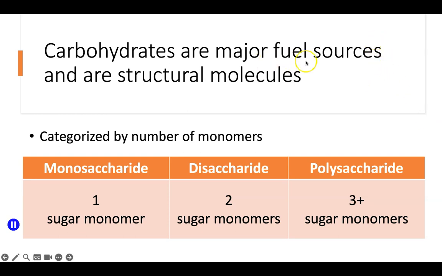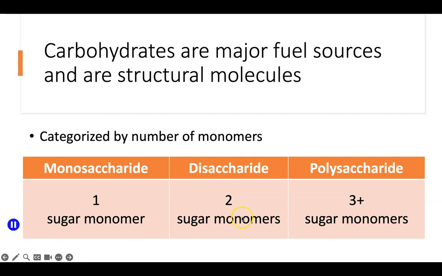Carbohydrates are important because they are the major fuel sources for your body, and they're also structural molecules. So they are categorized by the number of monomers within the carbohydrate. So if it's just a single monomer, we call that a monosaccharide. That means it has a single sugar monomer. A disaccharide is going to have 2 sugar monomers.